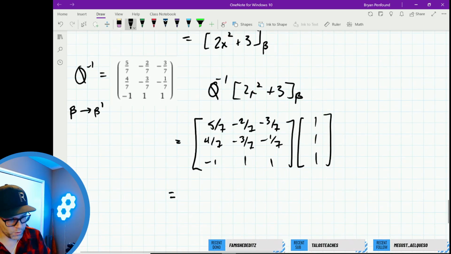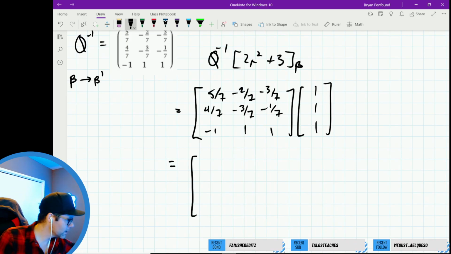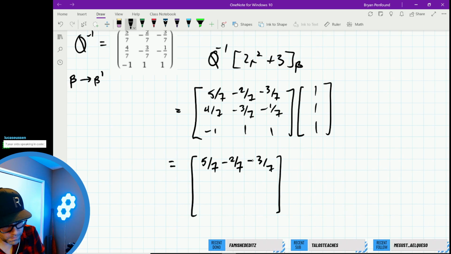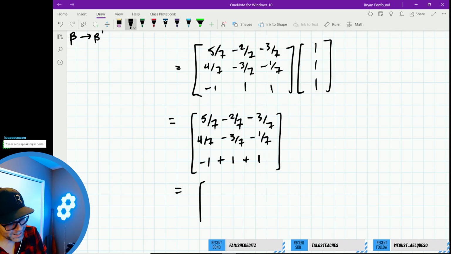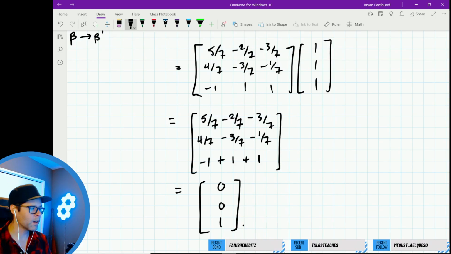So is that true? When we multiply this out, do we get what we need? Drum roll, please. I don't think I have a drum roll. So we have 5 sevenths minus 2 minus 3. That looks good so far. 4 sevenths minus 3 minus 1. That looks good. And then negative 1 plus 1 plus 1, which is 1. It works. There we go. So that's a nice verification check that things are working the way that we want them to.